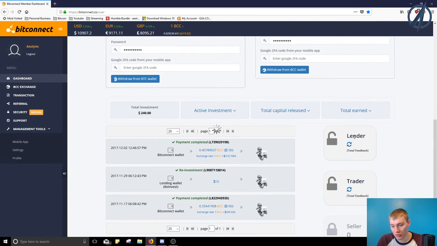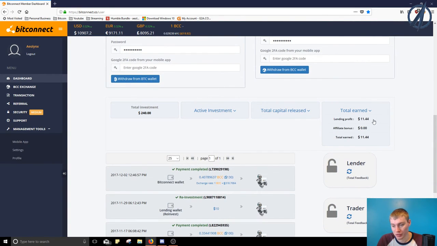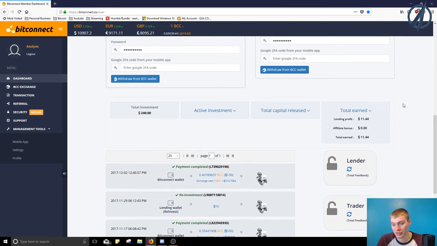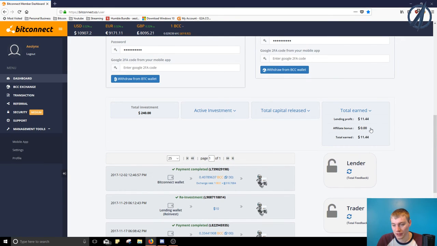As you can see, total earned just from my $100 investment is $11 in 11 or 12 days. I would prefer it just to be lending profit, just so I can show those numbers without referrals. I think that'll be really good.